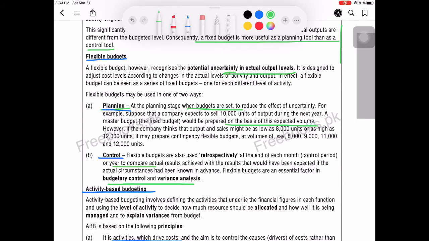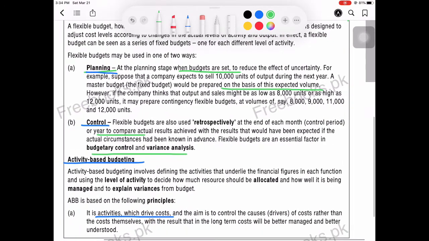Planning. At the planning stage, when budgets are set, to reduce the effect of uncertainty. For example, suppose that a company sells 10,000 units of output during the year. A master budget would be prepared on the basis of this expected volume. However, if the company thinks that their sales could be as low as 8,000 or as high as 12,000, it may prepare contingency flexible budgets at different volumes.